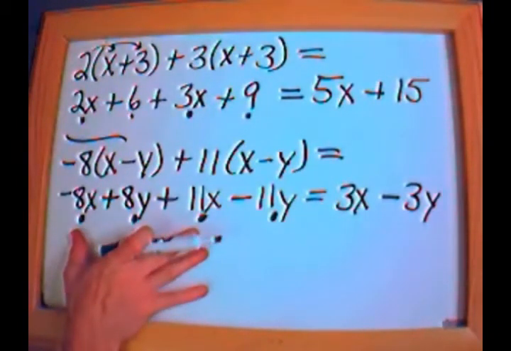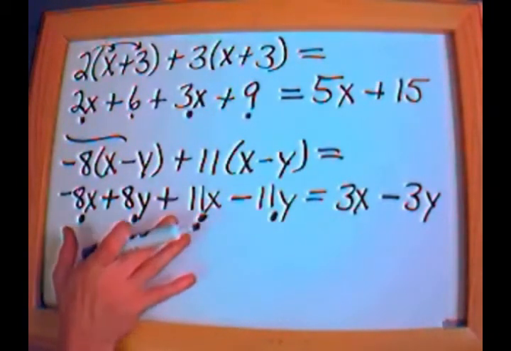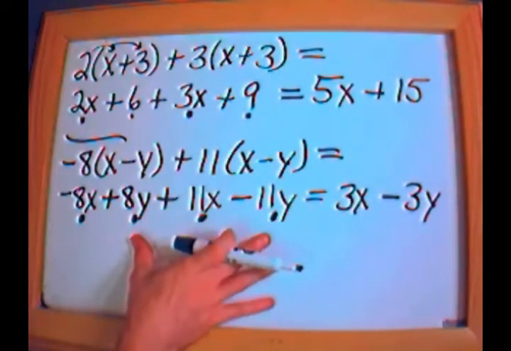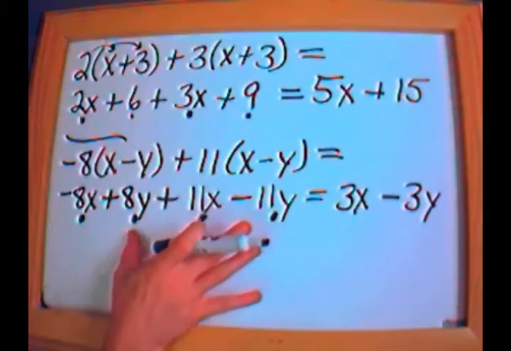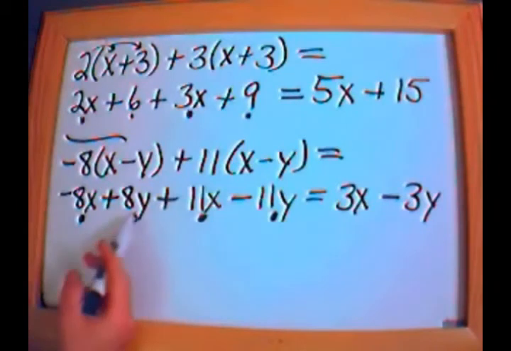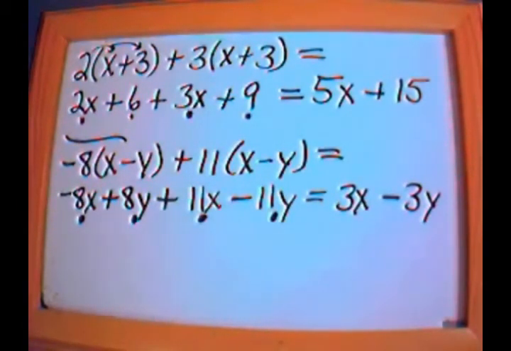All I did here was take these two terms and add them together. And so negative 8 plus 11 gives me positive 3. And these two terms, which are like terms, positive 8 minus 11 gives me negative 3. And if you're confused on how the signs work, go back to the video dealing with how to add and subtract negative numbers, and that'll refresh your memory.